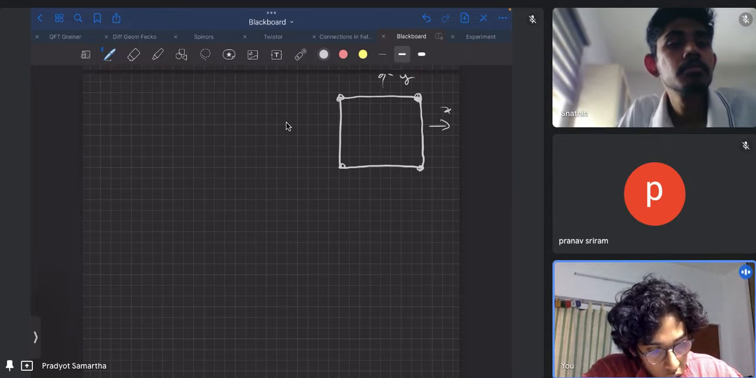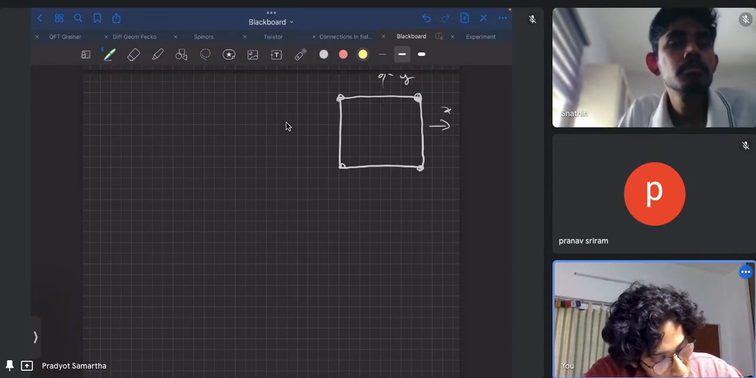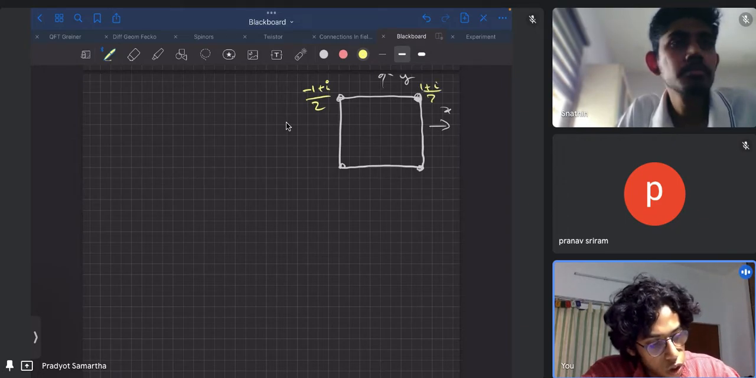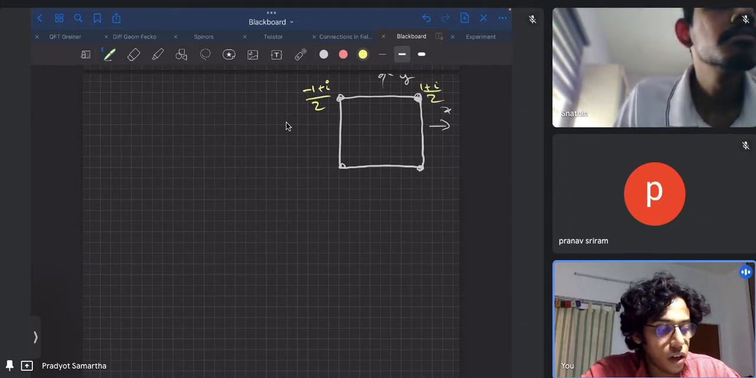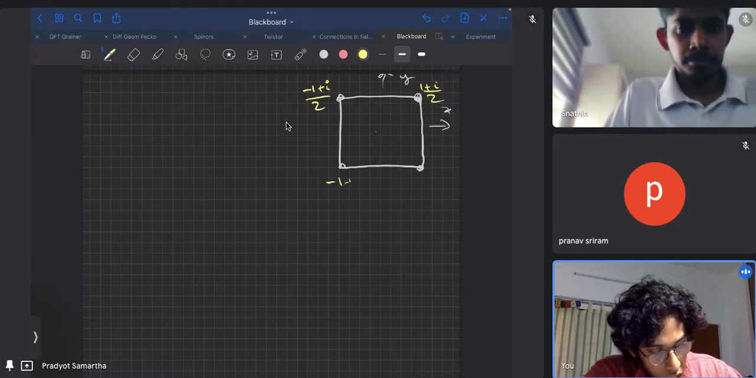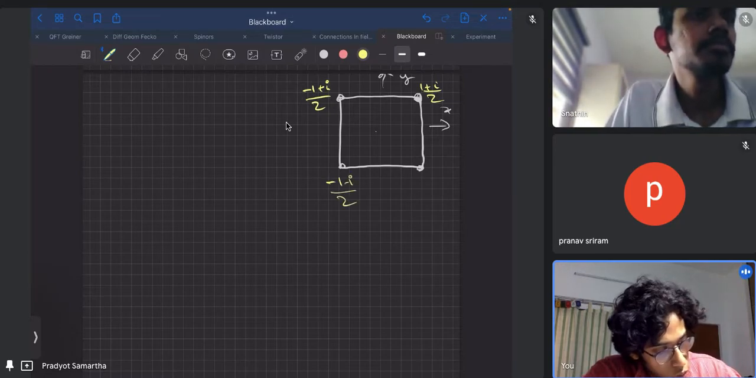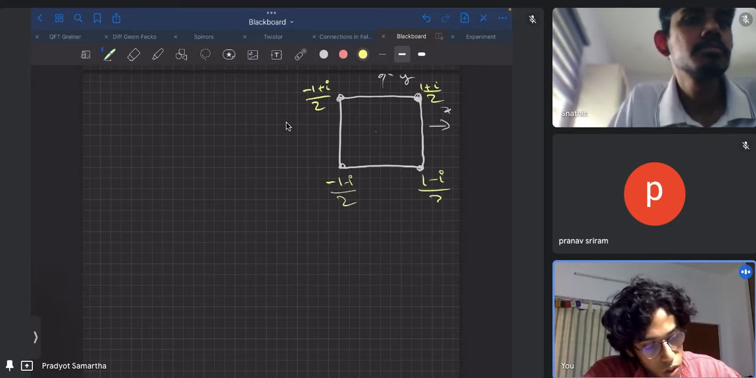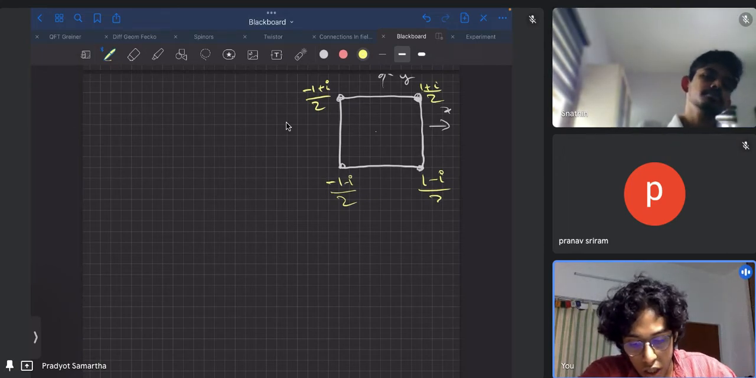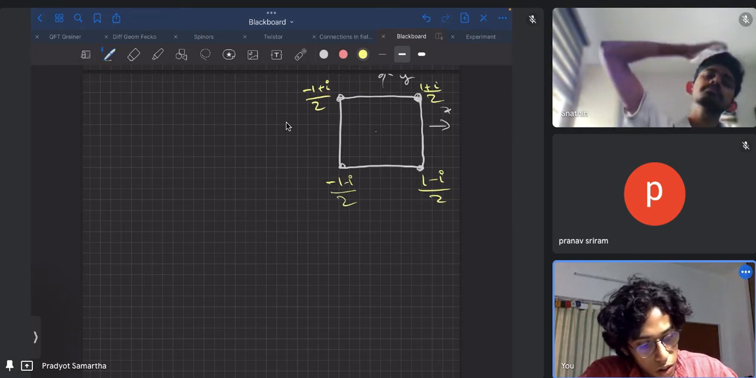this particular square with the vertices minus 1 plus i by 2 and 1 plus i by 2. So you have the origin here and then a unit square around the origin, with minus 1 minus i by 2 and 1 minus i by 2. These are the four labels, so four contours. So you can establish the limits.